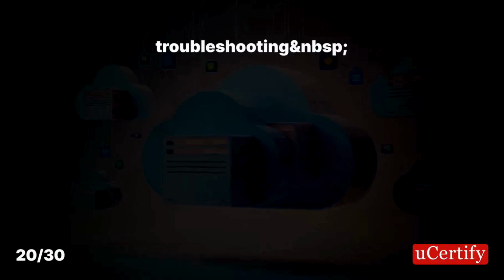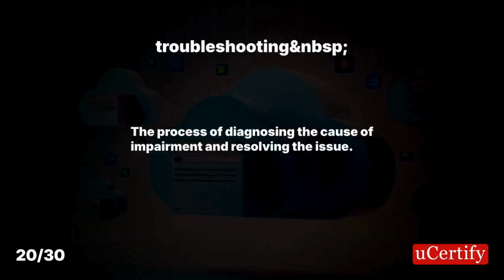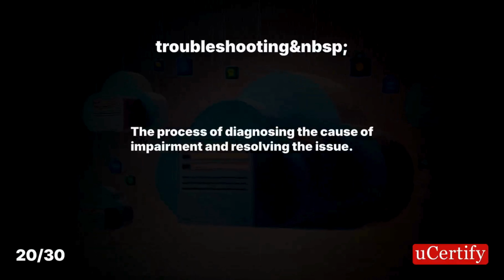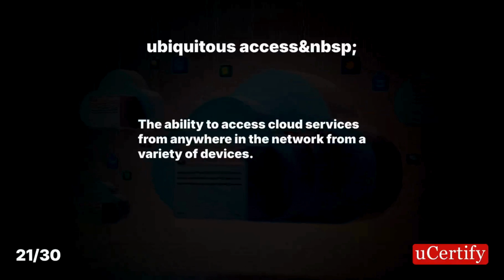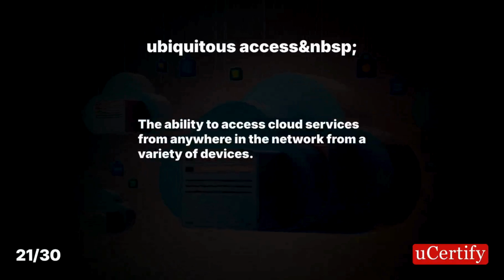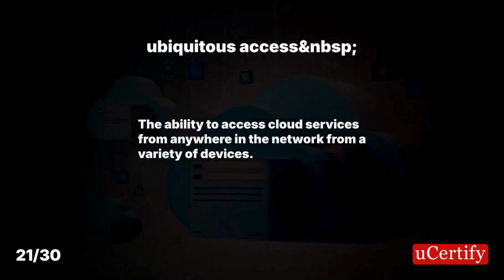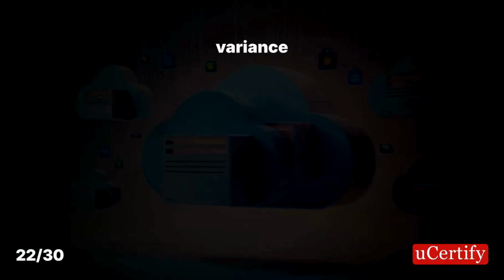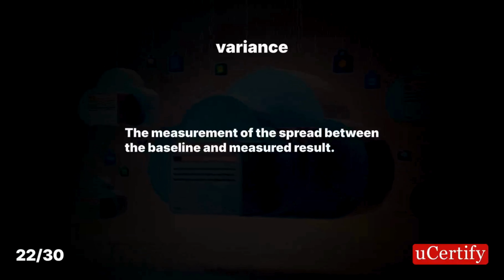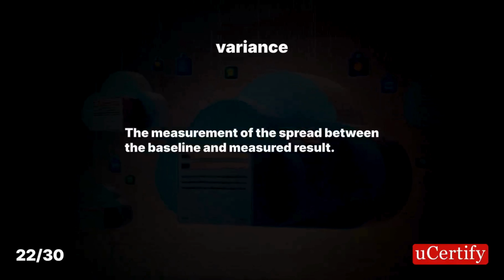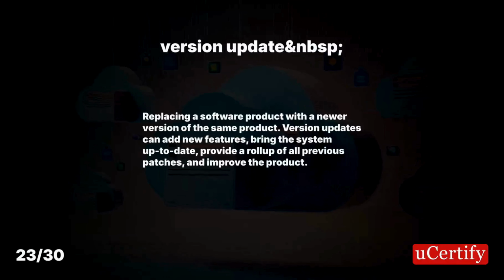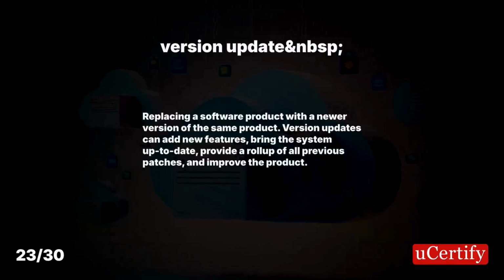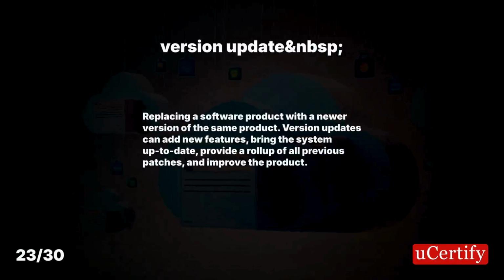Term: troubleshooting. Definition: the process of diagnosing the cause of impairment and resolving the issue. Term: ubiquitous access. Definition: the ability to access cloud services from anywhere in the network from a variety of devices. Term: variance. Definition: the measurement of the spread between the baseline and measured result. Term: version update. Definition: replacing a software product with a newer version of the same product.